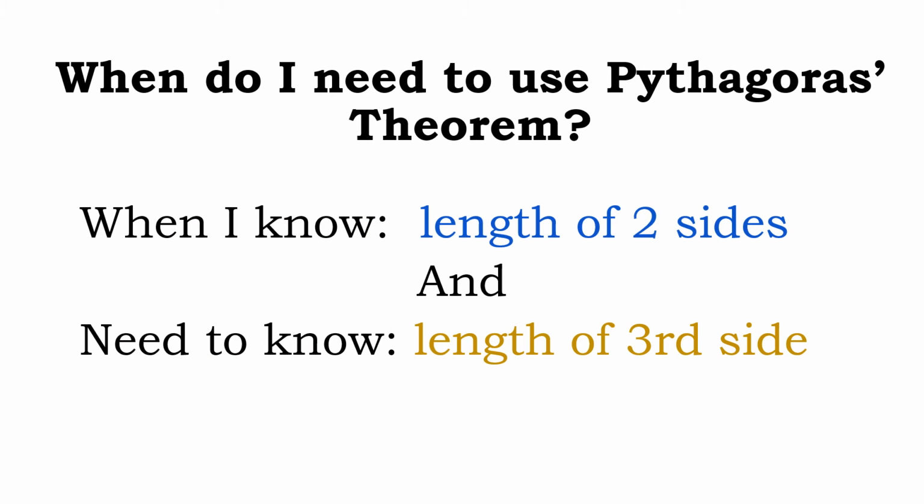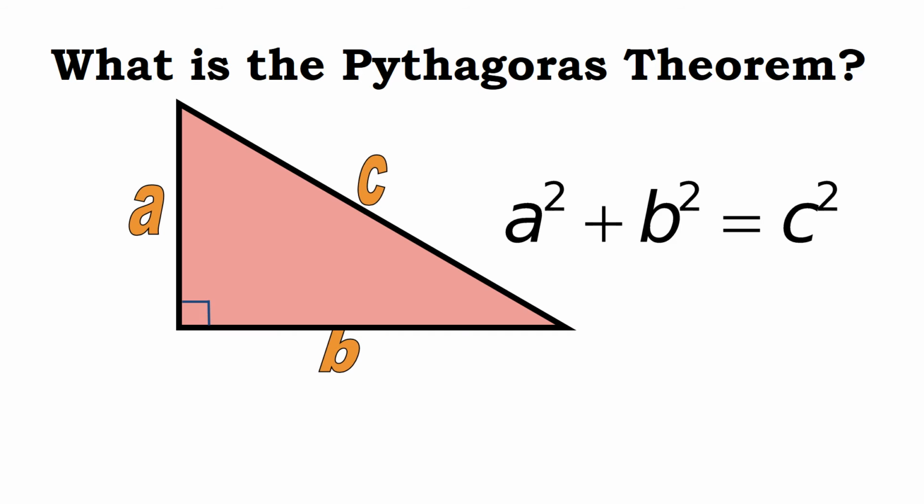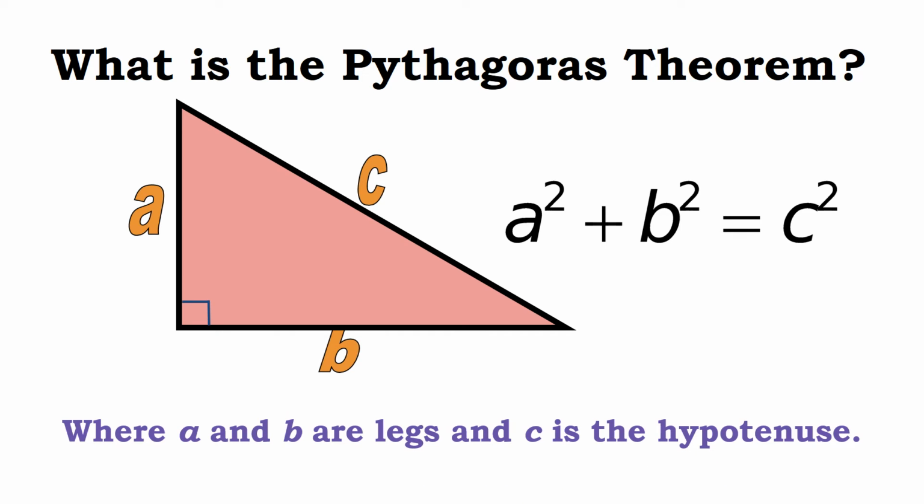So the question is, when do we need to use Pythagoras' theorem? Well, we will use Pythagoras' theorem when we have the length of 2 sides and we need to find the length of the 3rd side. You may recall this simple formula that is used for Pythagoras' theorem. So we have a squared plus b squared is equal to c squared, where a and b are the legs of the right triangle and c is the hypotenuse.